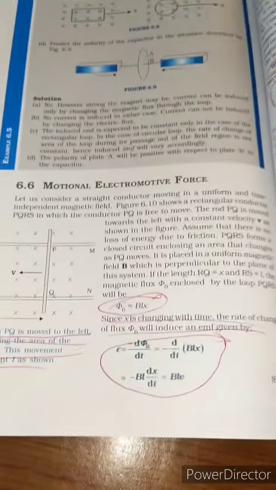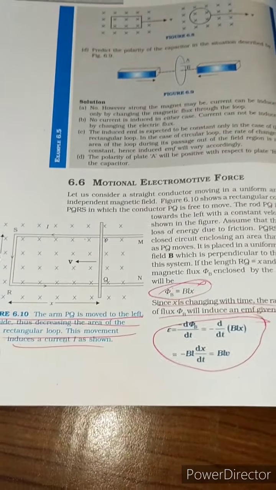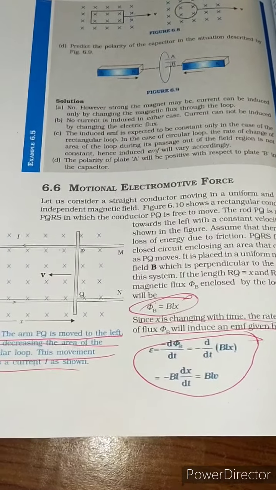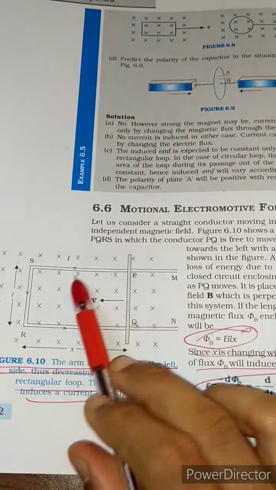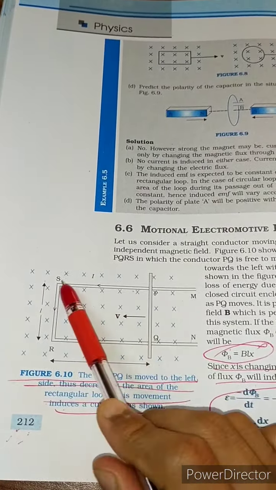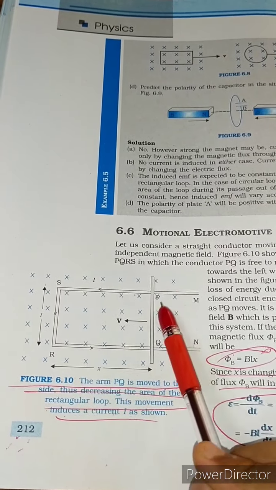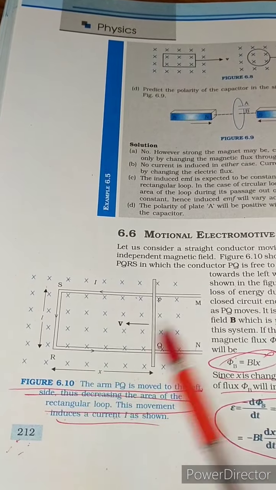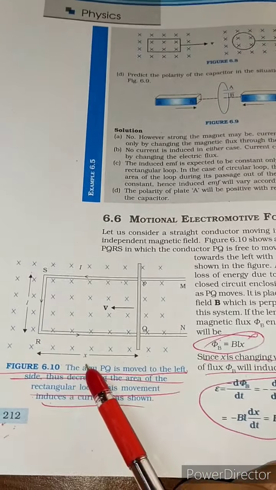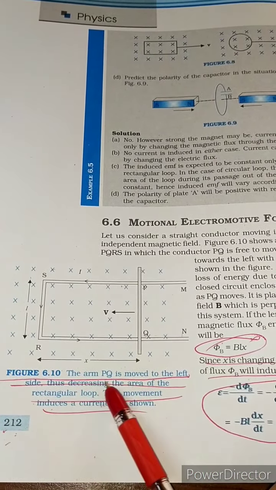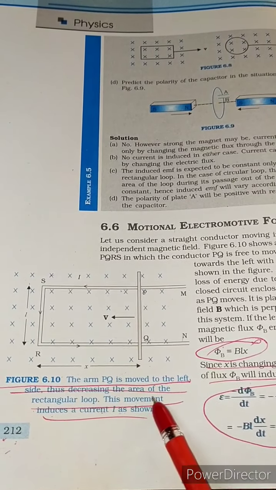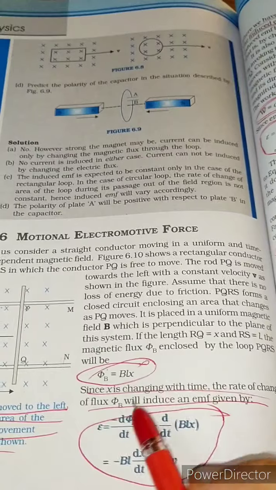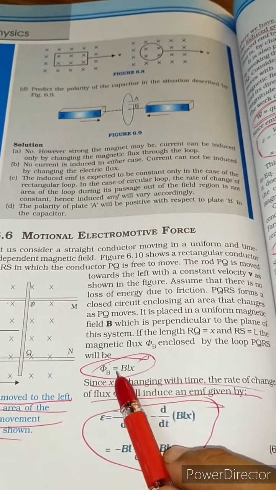Okay, now let's come to the next topic, that is motional electromotive force or motional EMF. So first let us consider this figure, and this is the length l of the conductor and it moves with velocity v, and this is the breadth x. The arm PQ is moved to the left side, thus decreasing the area of the rectangular loop, and this movement induces current I as shown. Now this one, phi B equal to B l x.